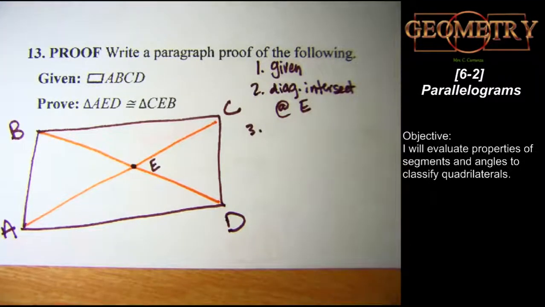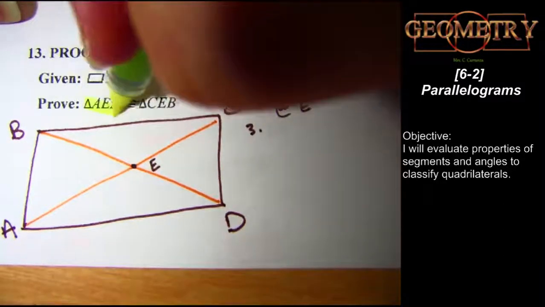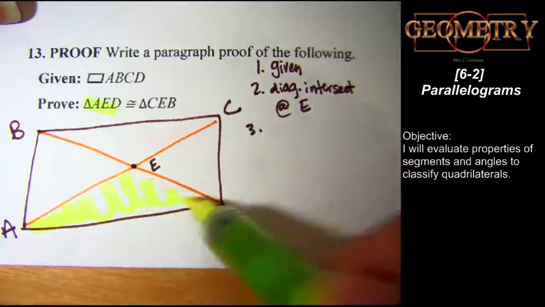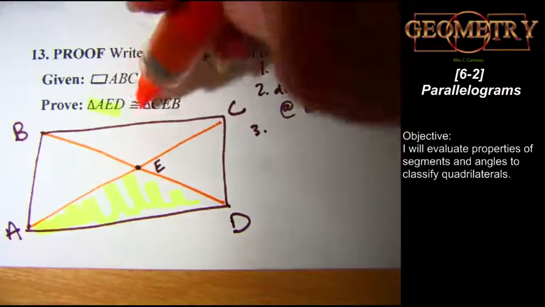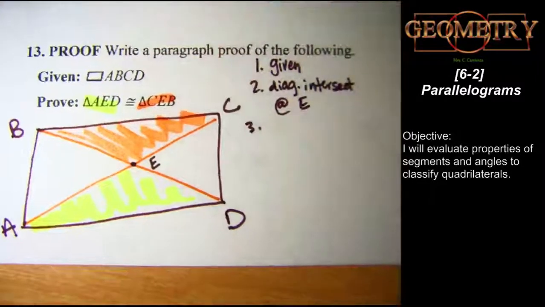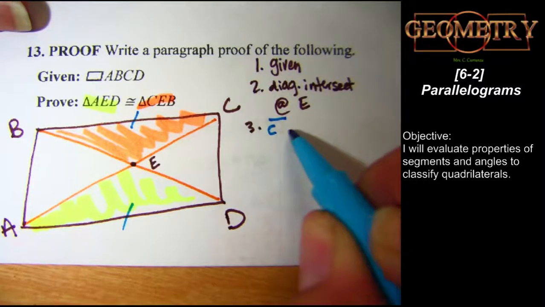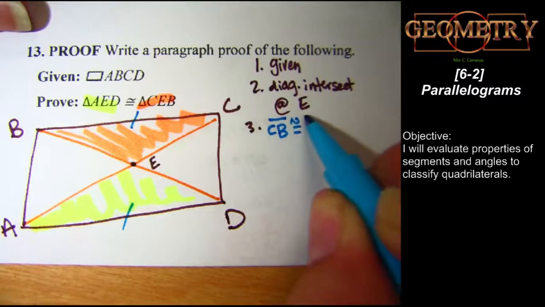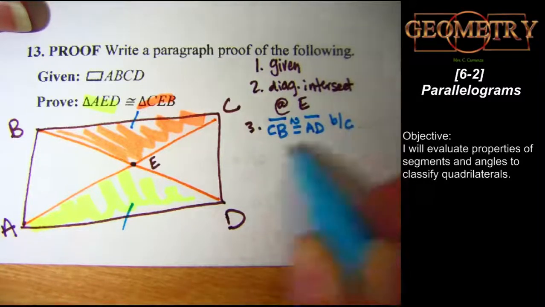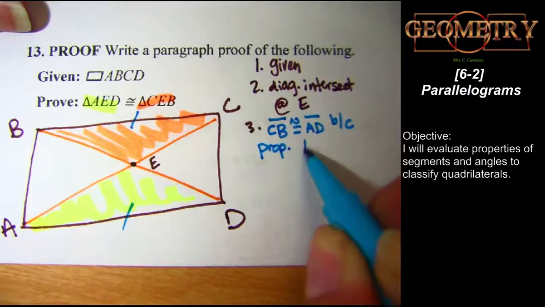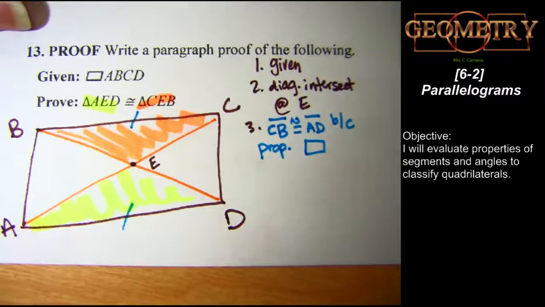All right. We want to prove that this triangle, AED, is congruent to this triangle, CEB. Well, they're both on opposite sides. What does that mean? Congruent, which is the property of parallelogram. Opposite sides are congruent, so I can say these are congruent because of property. Okay, these segments are congruent because of property of parallelograms. Okay, so we've got 3 sentences so far.